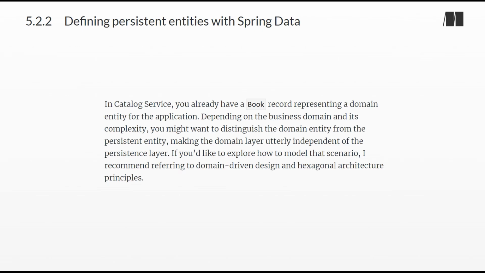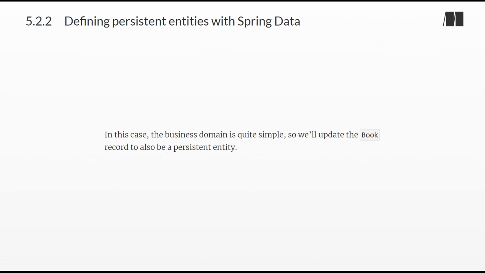In Catalog Service, you already have a book record representing a domain entity for the application. Depending on the business domain and its complexity, you might want to distinguish the domain entity from the persistent entity, making the domain layer utterly independent of the persistence layer. If you'd like to explore how to model that scenario, I recommend referring to domain-driven design and hexagonal architecture principles. In this case, the business domain is quite simple, so we'll update the book record to also be a persistent entity. Making a domain class persistent.